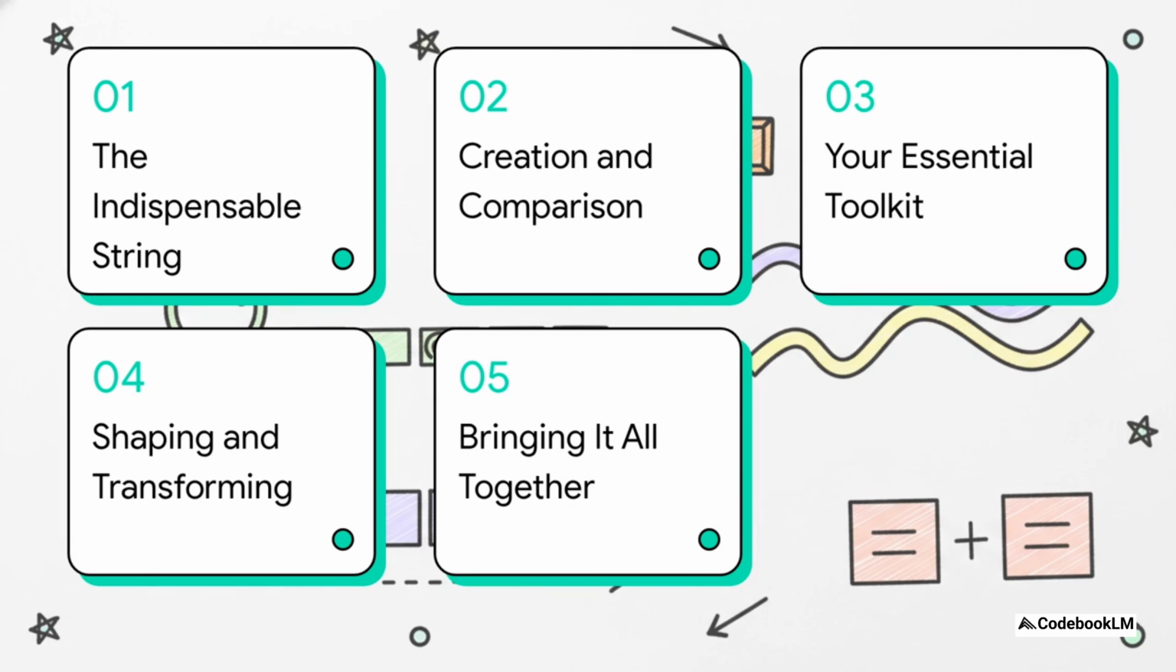So to really get this, here's our game plan. We're going to start with the core idea, then jump into the nitty-gritty of making and comparing strings. After that, we'll open up the developer's toolbox to see how we can shape our text. And to wrap it all up, we'll put it all together in a real-world example. Sound good? Let's do this.